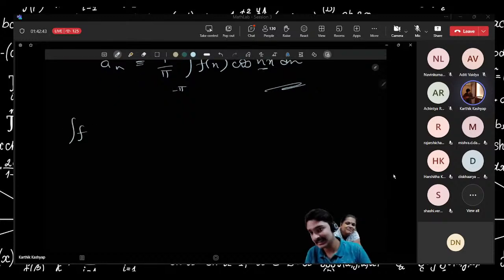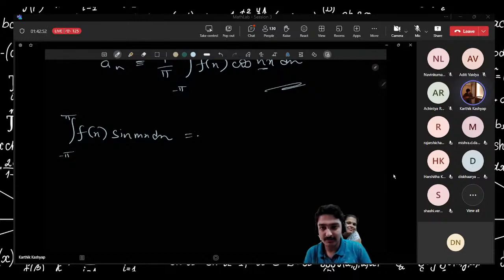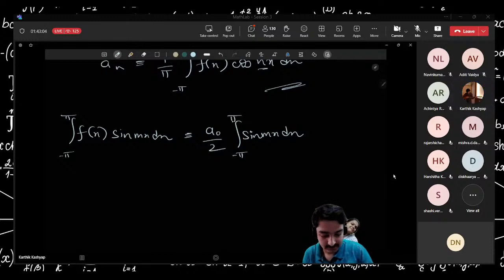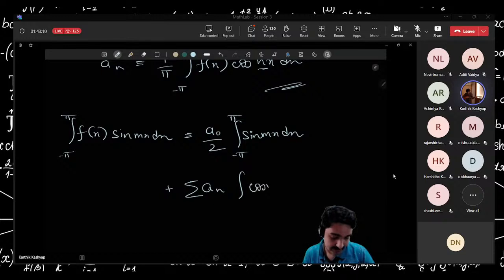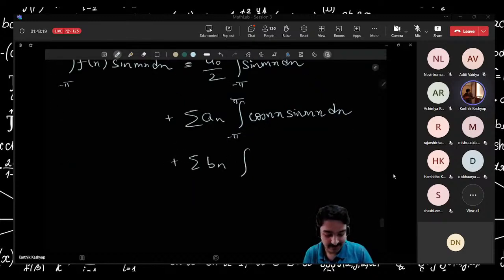We can multiply it by sin mx this time, and we can write it as the integral of f(x) sin mx dx from minus pi to pi is equal to a naught by 2 times the integral of sin mx dx from minus pi to pi, and then the summation of a_n integral cos nx sin mx dx from minus pi to pi, and then sigma b_n integral minus pi to pi sin nx sin mx dx.